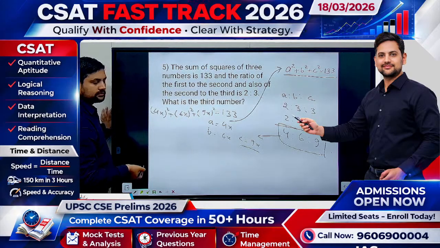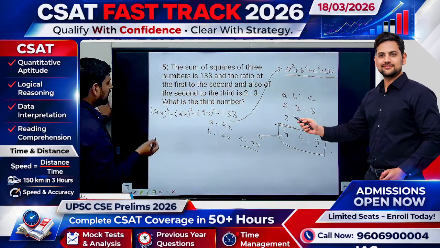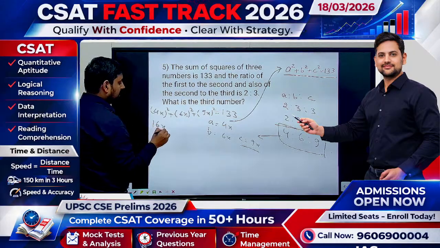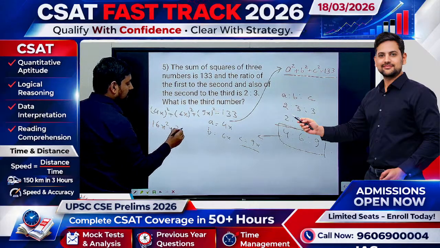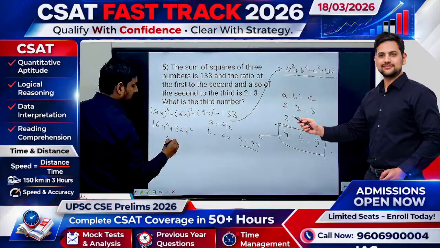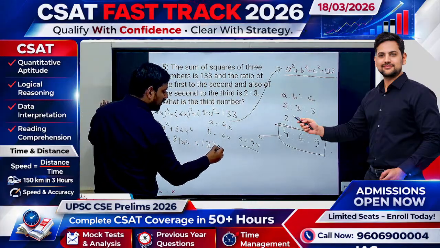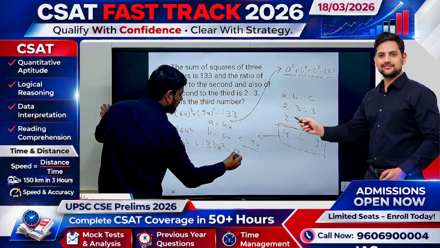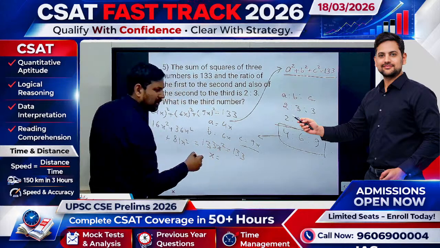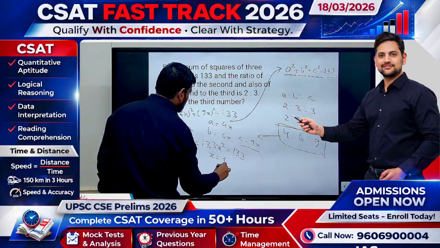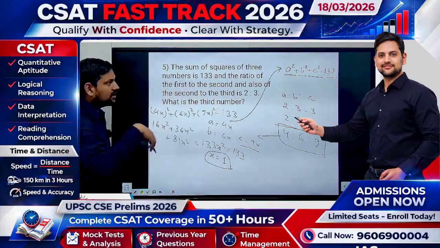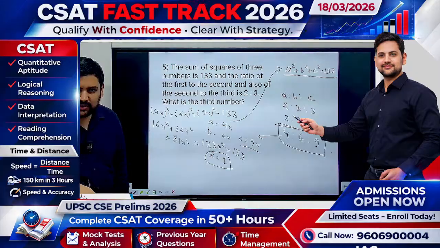Correct? Now, this becomes what? 16x square plus 36x square plus 81x square ultimately equal to 133 only. So 133x square is equal to 133, or x came out to be plus minus 1. We will consider it only 1 because these are real quantities. Okay. So x is equal to 1.